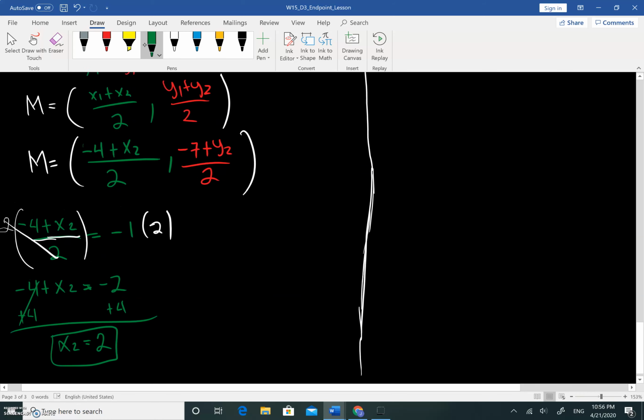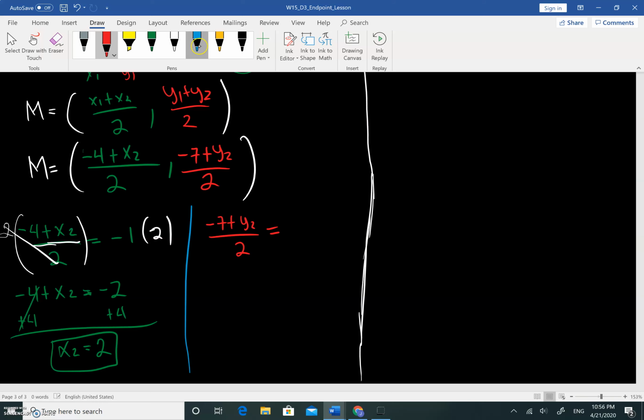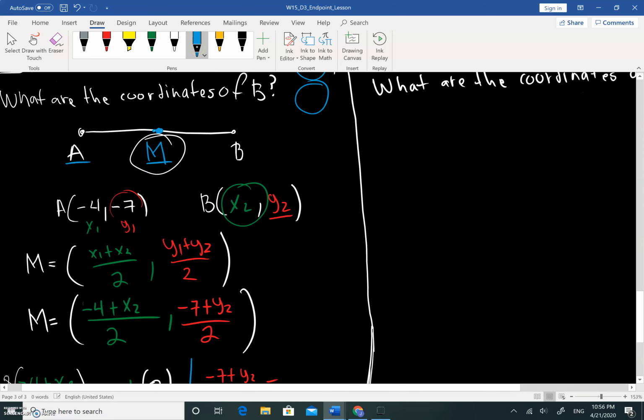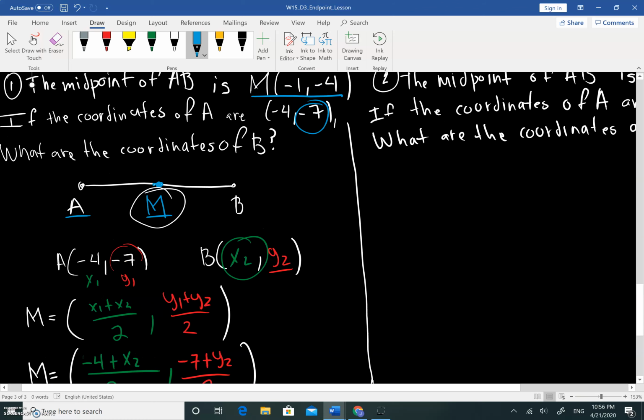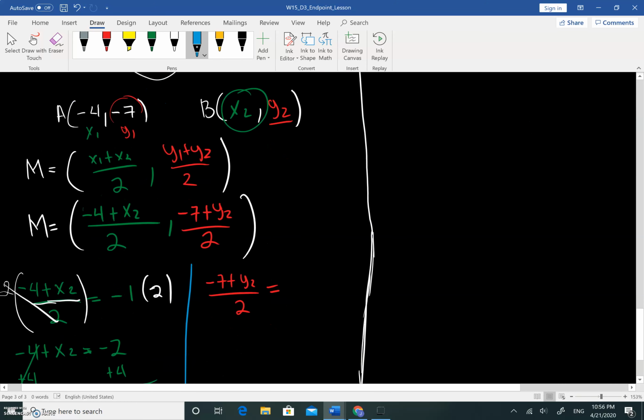Now let's do our y. So I'm going to put a line here. So this was my x. Now I'm going to do my y. So for my y, (-7 plus y2) divided by 2 has to give me an answer of... oh no, it's not -7. It is actually -4. The y value for M is -4. So this has to be equal to -4.